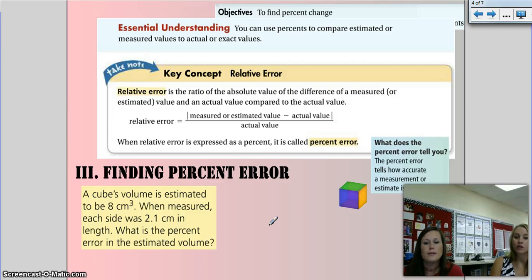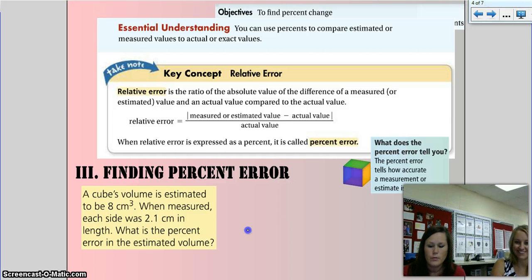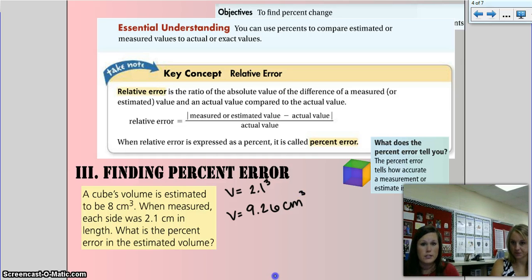A cube's volume is estimated to be 8 cubic centimeters. When measured, each side was 2.1 centimeters in length. What is the percent error in estimated volume? Do we need to actually do the volume first? I think we need to do 2.1 times 2.1 times 2.1 to get the actual. So I found the volume of that cube: 2.1 to the third power, which is 9.26, actually 9.261, but we'll leave it at that, cubic centimeters.